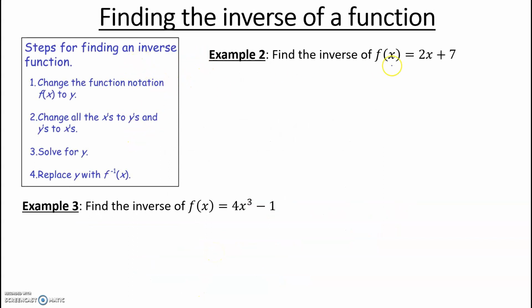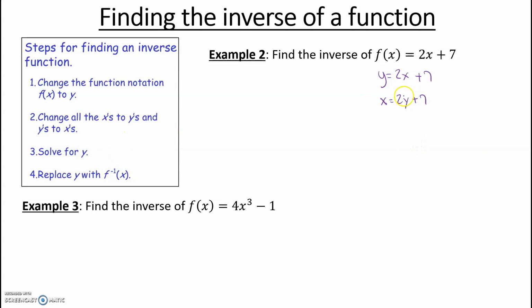You can also find the inverse. If I give you a function, you can find its inverse. Here are your steps. The first step is, remember f of x is a fancy y, so we write it out as y. Then you switch your x and your y. So we make this an x, and we make this a y.